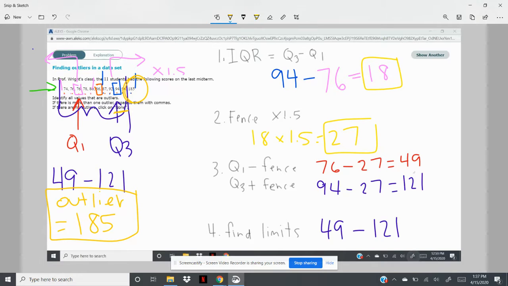If you have any questions, please email me and make sure you go through this list. Number 1, find the IQR. Number 2, find the fence by multiplying by 1.5. Number 3, find the limits by going Q1 minus the fence, and then Q3 adding to the fence, because remember, I forgot to tell you, I'm adding to Q3 because I'm going to see how high it can go, and I'm subtracting from Q1 because I'm going to see how low I can go. So we subtract to go down and we add to go up. And then finally, I find my limits by the numbers that show up in subtracting and adding to how far I can go from my quartiles.